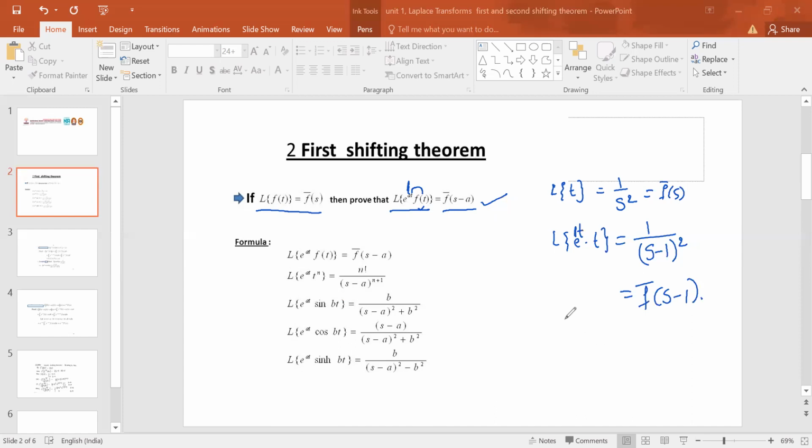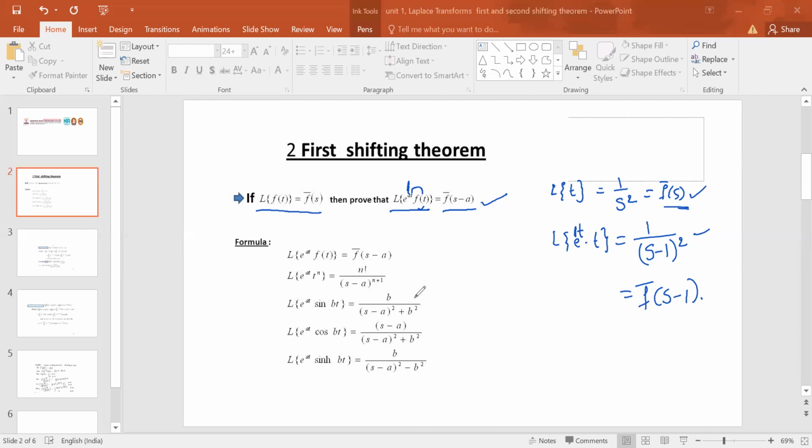Got it, everybody? The Laplace transformation of e power t into t is f bar of s minus 1. What is this f bar of s minus 1? It is nothing but having s minus 1 in the place of s in the function f bar of s. That is nothing but 1 by s minus 1 whole square.